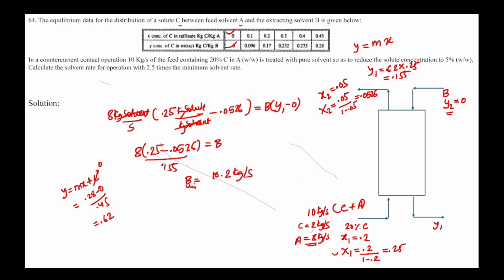For minimum, y1 comes from the equilibrium relation, but we have B actual 2.5 times the B minimum. So it will give around 25.5 kg per second. Okay. So this is a straightforward question.